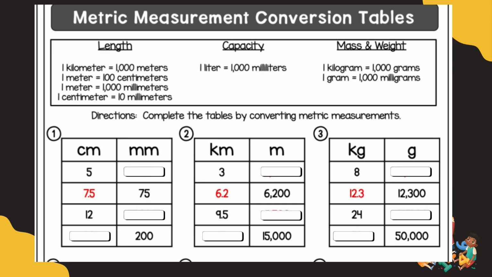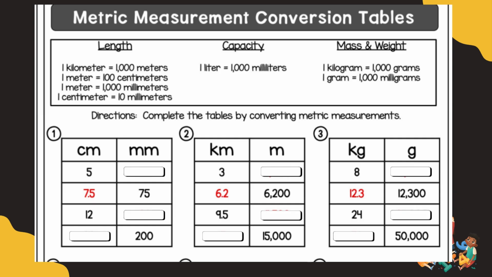6,200. You're going to divide by 1,000 to get 6 and 2/10. For the kilometers, 9 and 5/10, you're going to multiply by 1,000 to get a larger number for your meters. For 15,000 meters, you're going to divide by 1,000 to get a smaller number of kilometers.